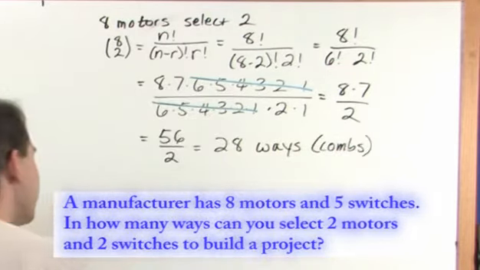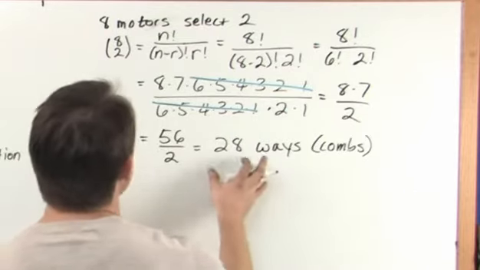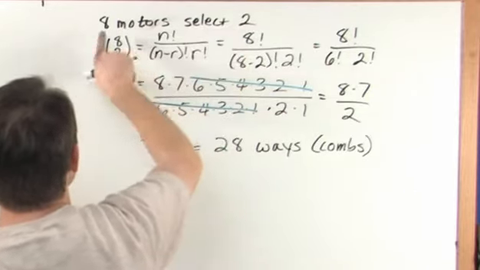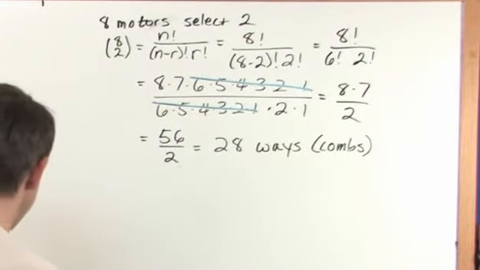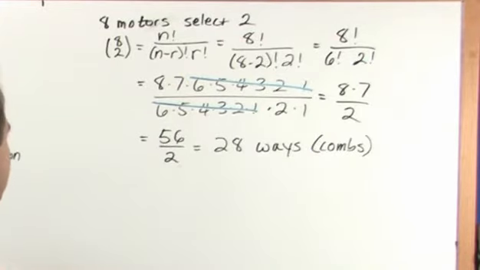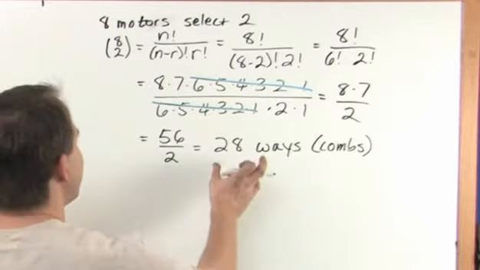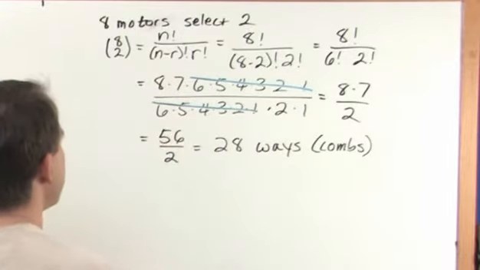28 combinations. What does this mean? 28 ways of picking 2 motors out of a pool of 8, where the order doesn't matter because I'm not picking in any specific order. Now, the problem said I had 8 motors and 5 switches. I'm taking 2 motors and 2 switches. How many ways can I do that? Well, all I've done here is find that there's 28 ways to pick the motors. That's all I figured out.